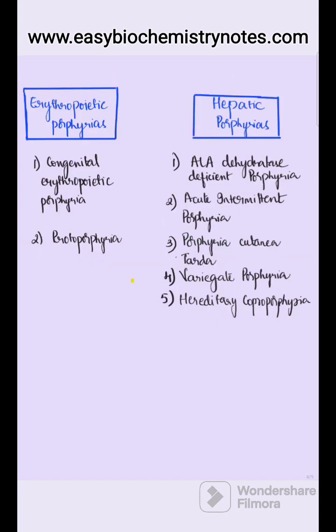There are different types. Under erythropoietic porphyrias, there are two different types. One is congenital erythropoietic porphyria and the other is protoporphyria, also called erythropoietic protoporphyria. And under hepatic porphyrias, there are 5 different types. First one is ALA dehydratase enzyme deficient porphyria, that is aminolevulinic acid dehydratase deficient porphyria.